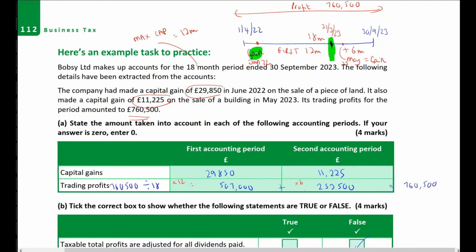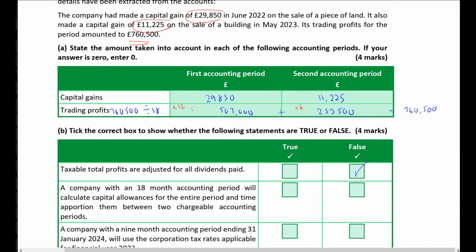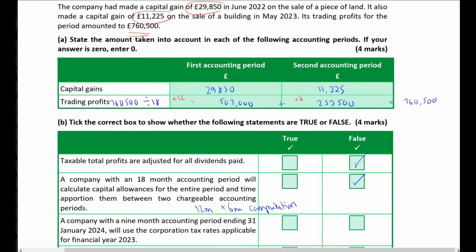My capital allowances are going to be worked out from scratch, so there's nothing to stop me working out the capital allowances for the first 12-month period and then working them out again for the second 6-month period. So I'm actually going to split my capital allowances into two computations, so that is false. I would have a 12-month and then a 6-month computation. So two separate computations relevant to the period, first 12 months and then the remainder.